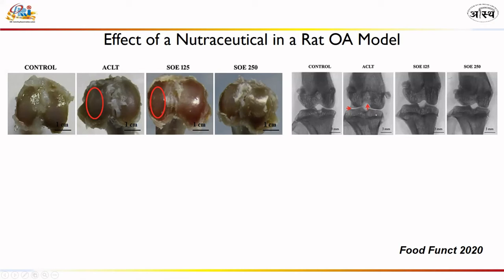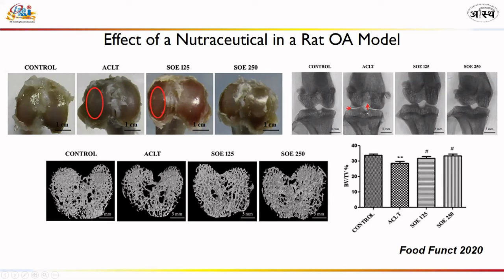I'll give you an example here. If you see the radiograph, you see this region, this gap is extended between femur and tibia. This gap extension is caused by ACLT, and when the treatments were given, this gap was recovered, or was found to be less than the ACLT control. And when we measured this tibial subchondral bone by microCT, we found that the BV/TV was significantly decreased in ACLT, and significant recovery happened with this Spinacia oleracea extract at two different doses of 125 and 250 milligram per kg.